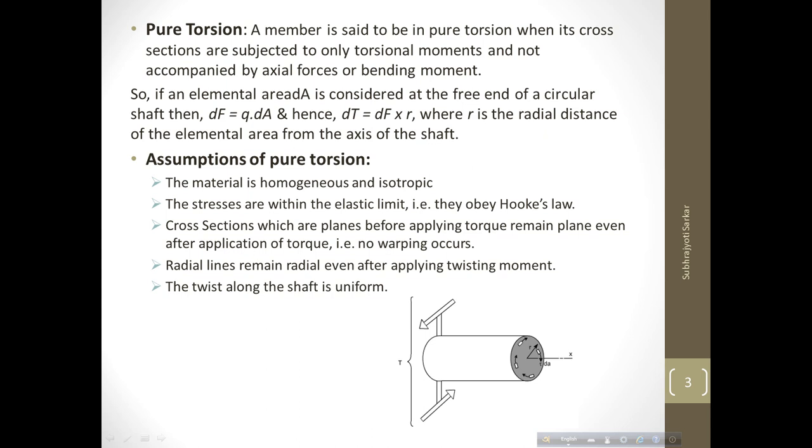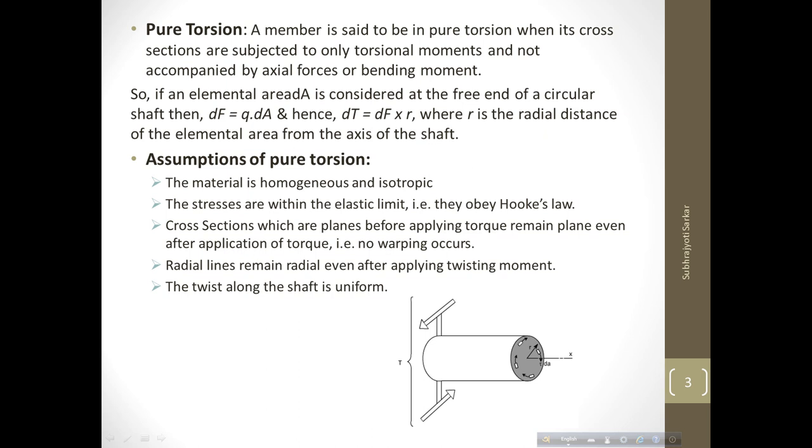So what are the assumptions of pure torsion? The material should be homogeneous and isotropic. I think everybody knows what is homogeneous and isotropic. The stresses should be within the elastic limit, that means it should follow Hooke's law. Next, the cross sections which are planes before the application of the torque will remain plane after the application of the torque. That means there will be no warping of the body.